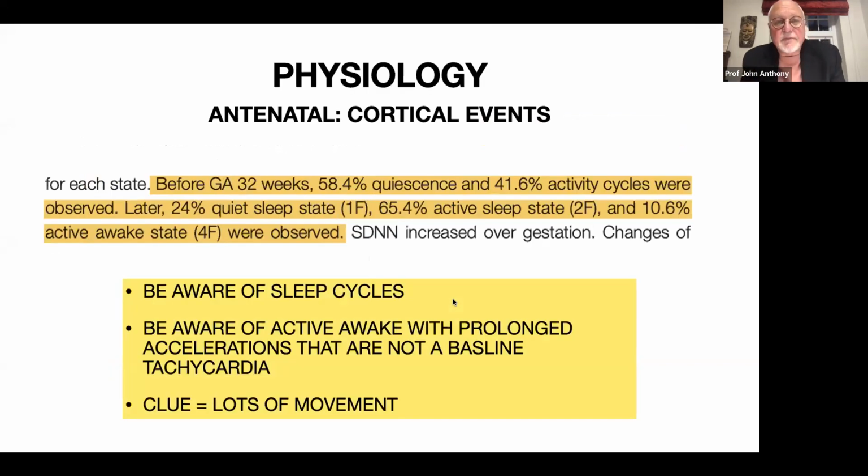So these cortical events vary over gestational age. So less than 32 weeks, most of the babies are asleep. 58% of them are in quiet sleep. But as you get beyond 32 weeks, the predominant state is that they've been actively asleep, and that is about 65% of the babies show signs of being actively asleep. So be aware of the sleep cycles, be aware of the fact that an active awake baby with prolonged accelerations, it's not a baseline tachycardia, but simply a reflection of a physiological state. And the clue here is that there are lots and lots of movements.